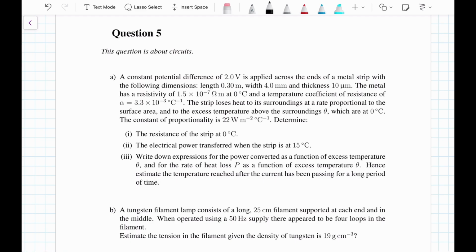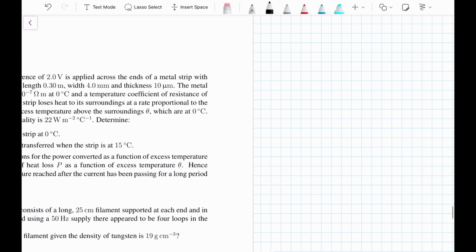And then the strip loses heat to its surroundings at a rate proportional to the surface area and to the excess temperature above the surroundings, theta, which are at 0 degrees Celsius. The constant of proportionality is 22 watts. And then the question wants us to determine, first of all, the resistance of the strip at 0 degrees Celsius. So we can just use the dimensions and the resistivity.